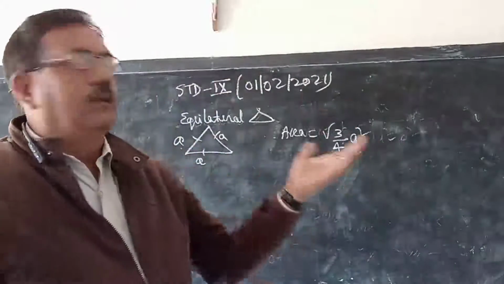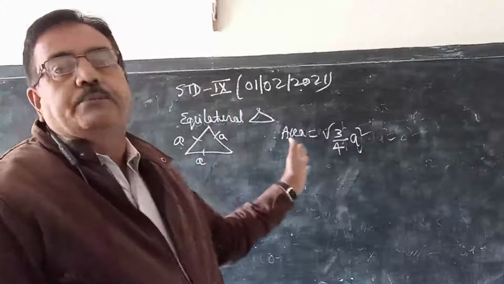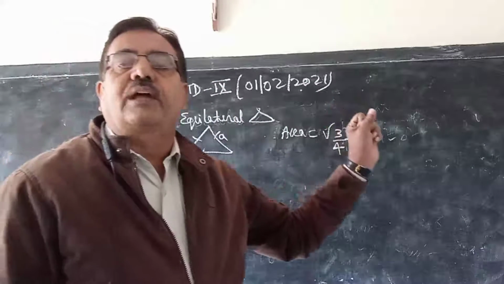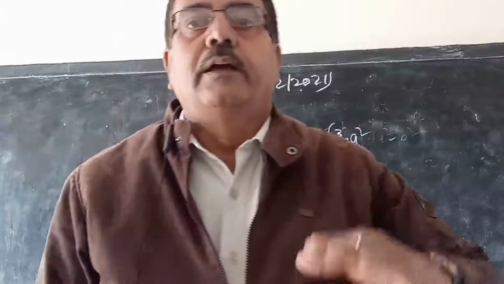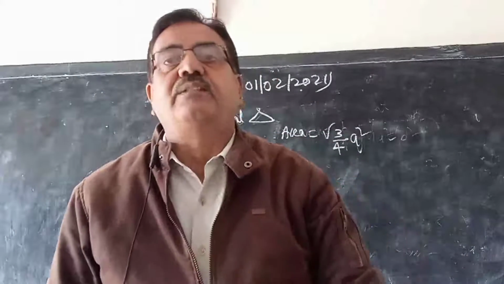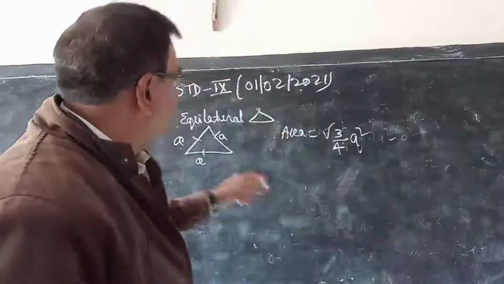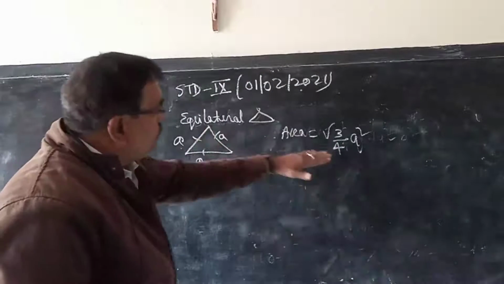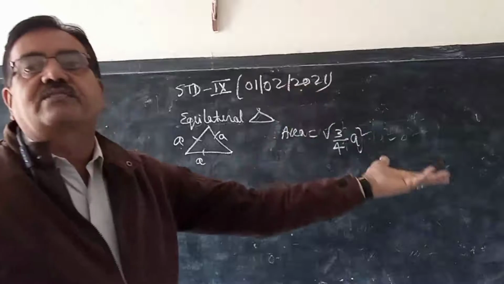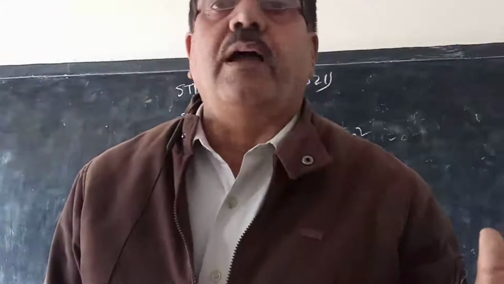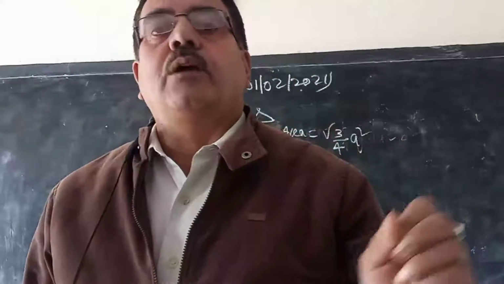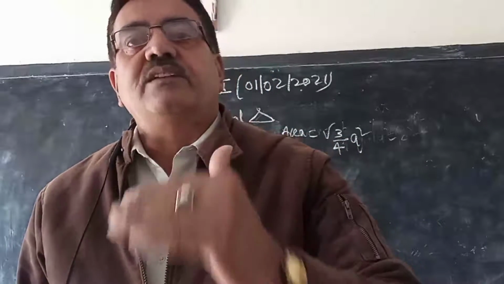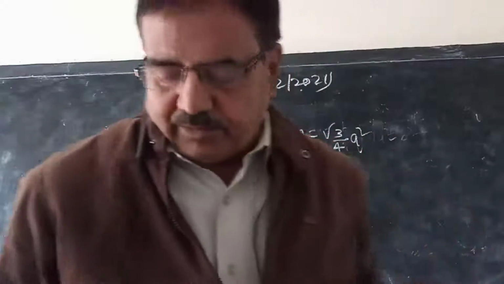And once again, you can use the common formula to find the area of the triangle, that is half base into height, if we know the base and its corresponding height. If you know the base and the corresponding height, don't use the other formula. Use directly half base into height, because half base into height is the general formula to find the area of any triangle, provided your base is given and its corresponding height is given.